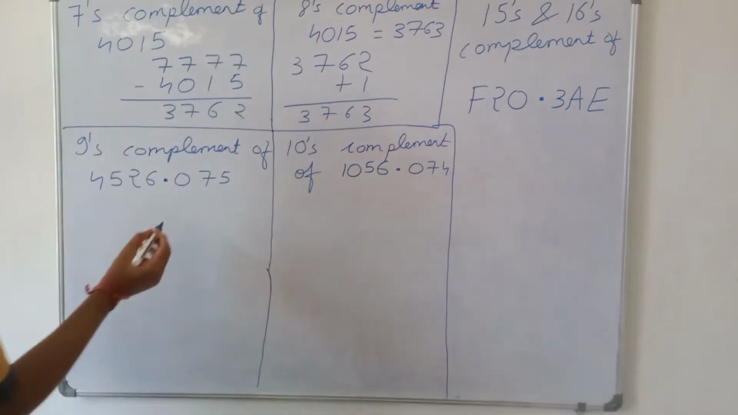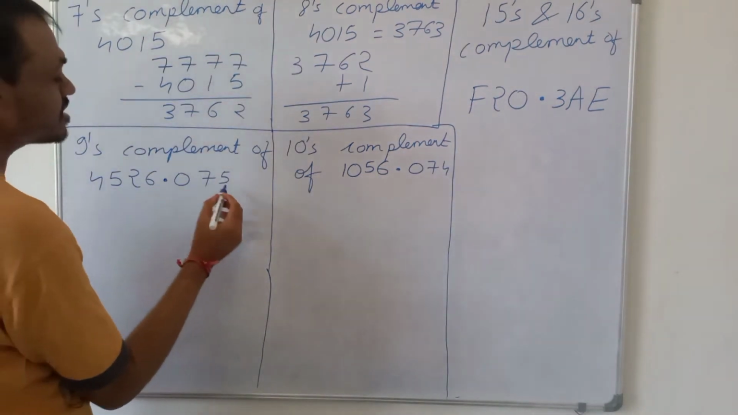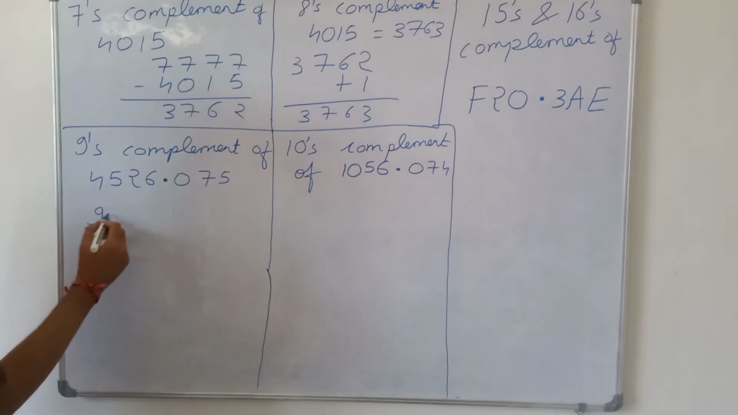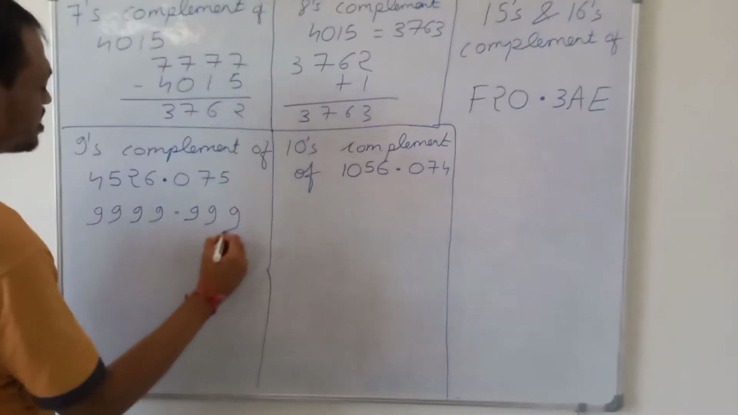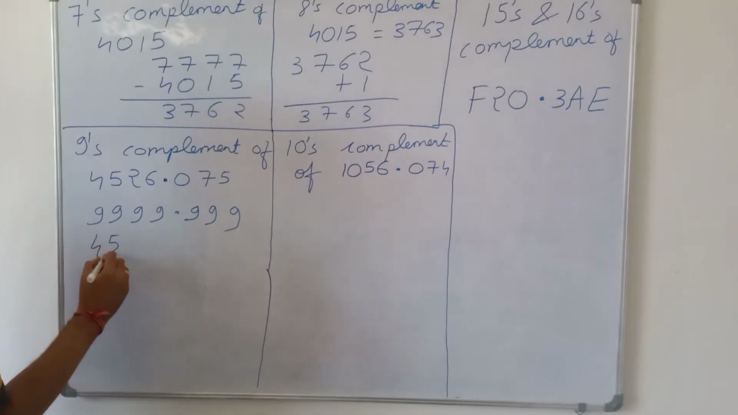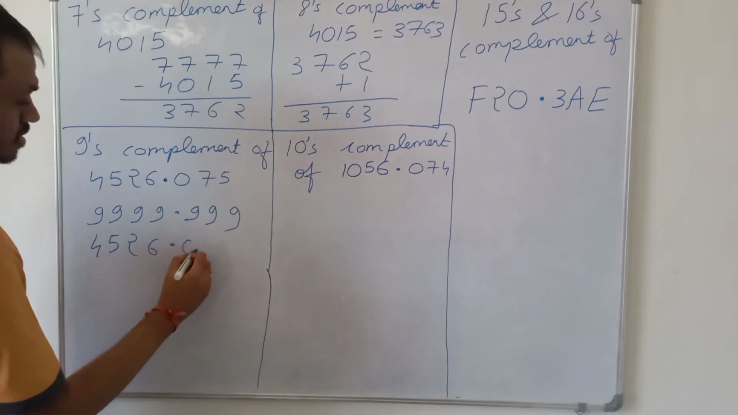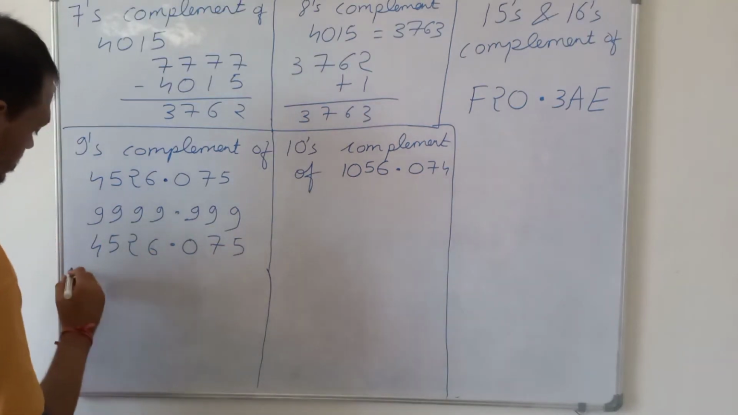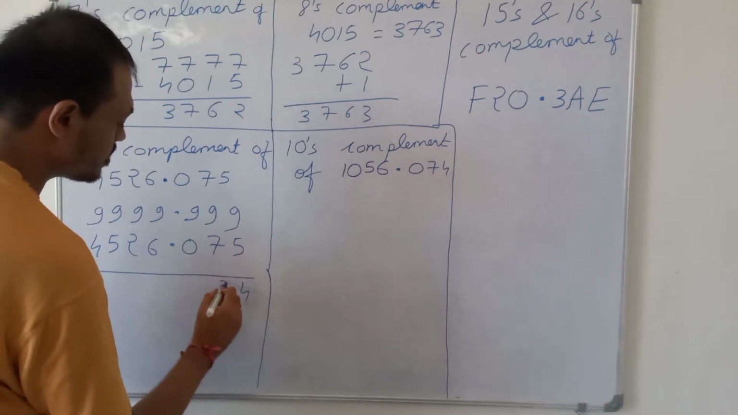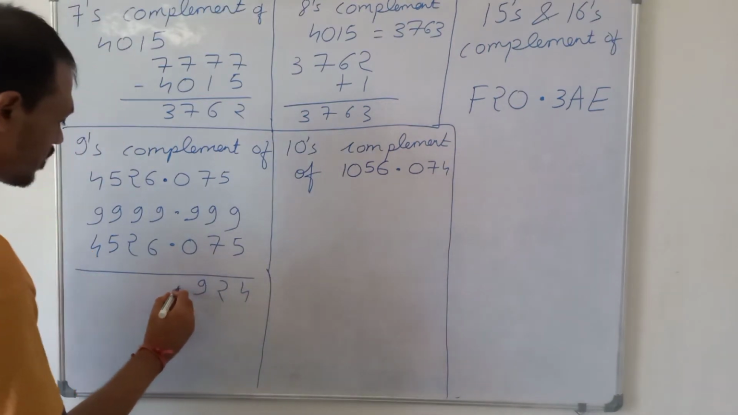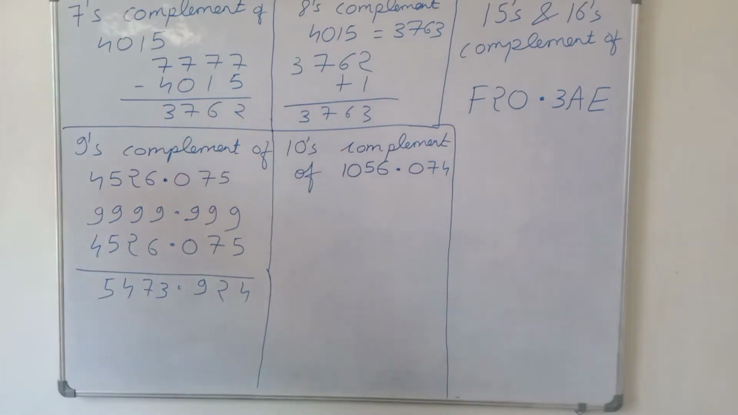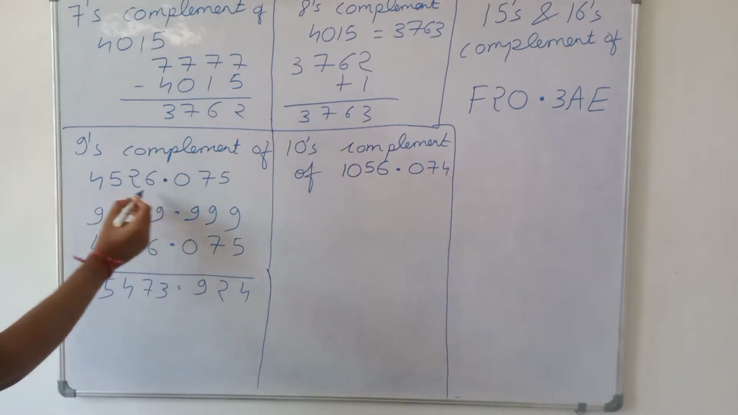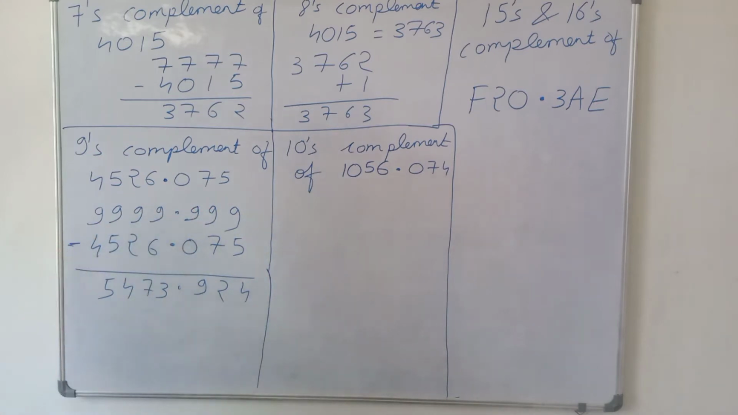Now we have to find the 9's complement of 4526.075. It's the same method. Subtract 9999.999 from 4526.075. So this will be 5473.924. This is the 9's complement of 4526.075. So we just have to subtract it.